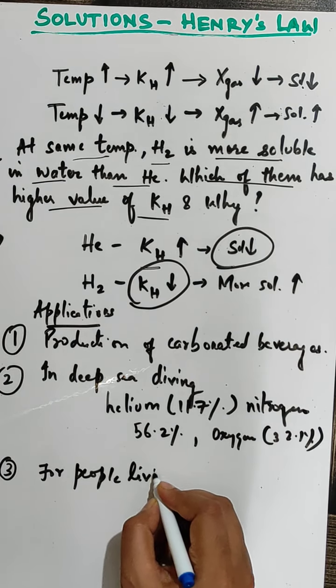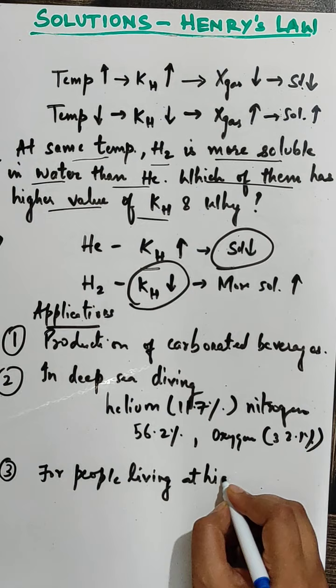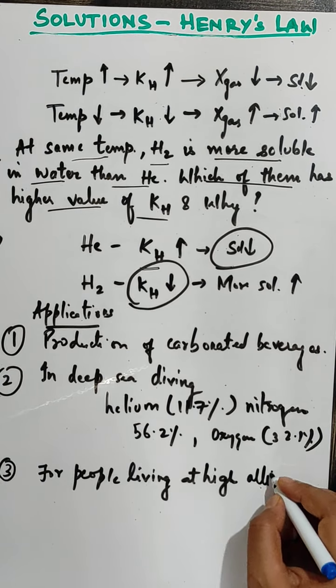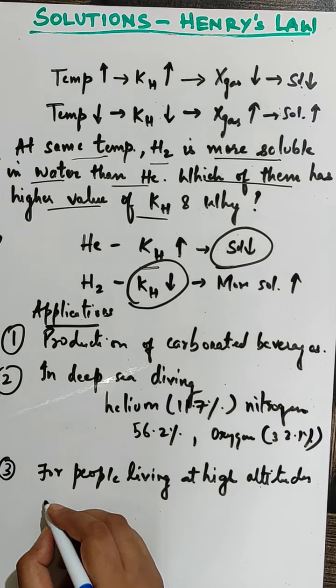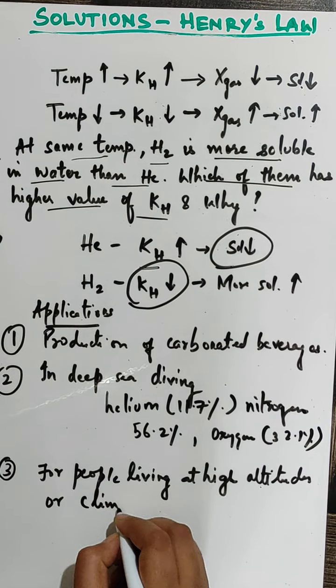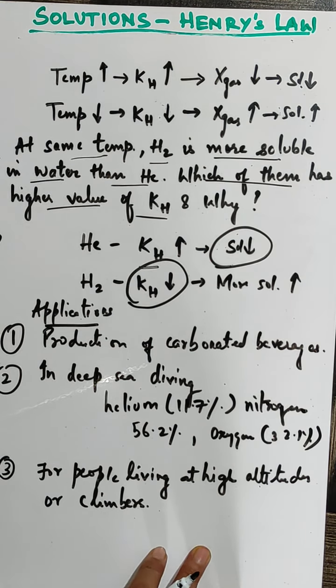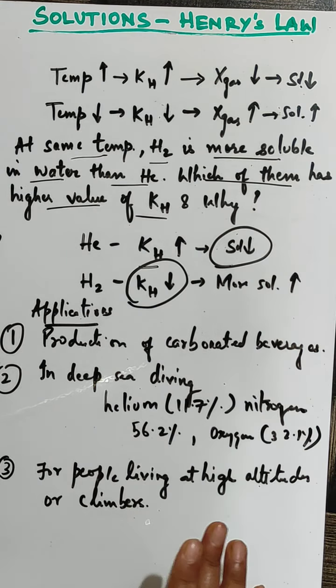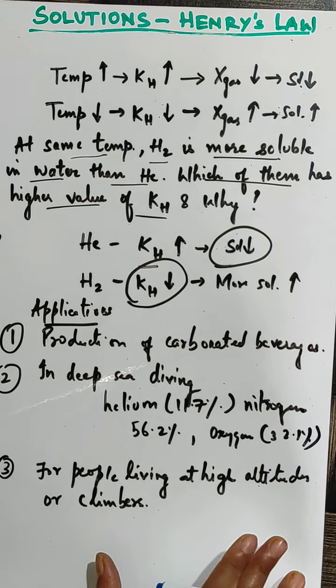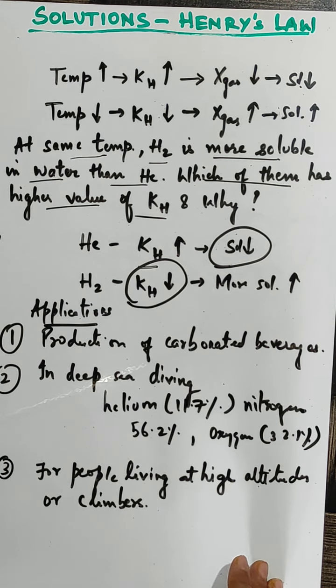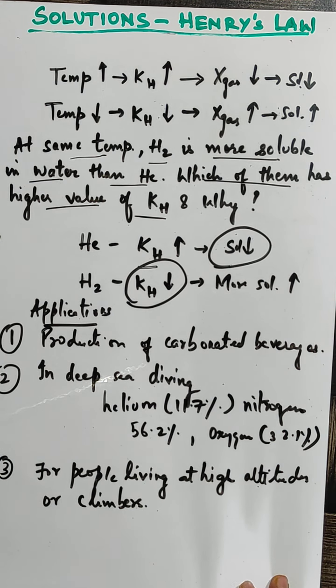Okay, after this, this is also applicable for people living at high altitudes, or you can say the climbers who climb mountains. At high altitudes, what happens? The partial pressure of oxygen is less than that at the ground level. So this leads to low concentration of oxygen in the blood and tissues of people living at high altitudes or climbers. So they feel weak both physically and mentally. These are the symptoms of a medical condition known as anoxia.